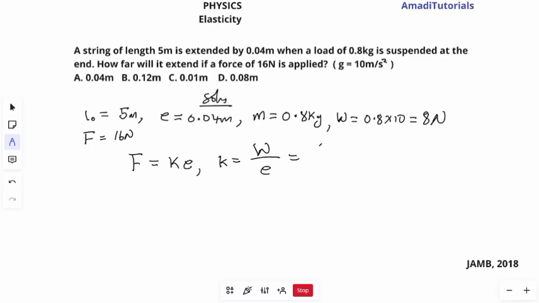So which is 8 divided by the extension, the initial extension was 0.04, and if you do that, you end up having 200 Newton per meter. Newton per meter is the unit for spring constant. So we have gotten our constant. What is left now is for us to calculate the extension when a force of F equals 16 Newton is applied.